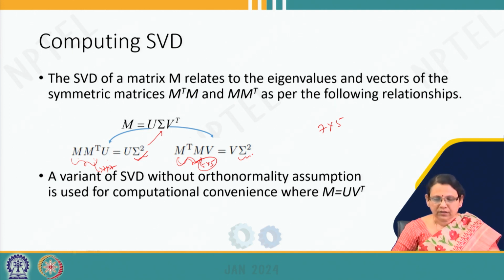Sigma was a diagonal matrix, and the diagonal elements towards the end are actually going to 0 when the matrix size is larger.